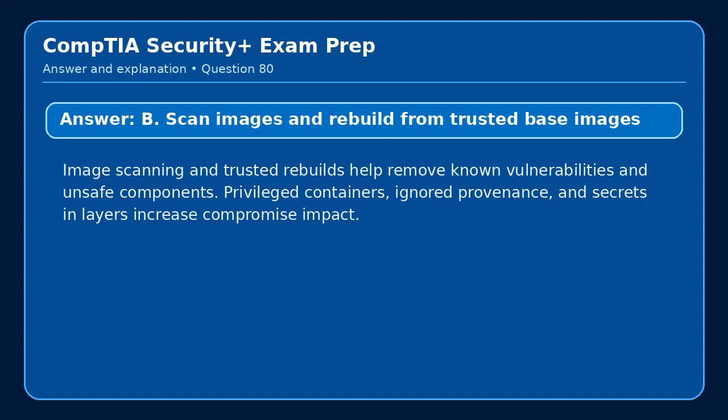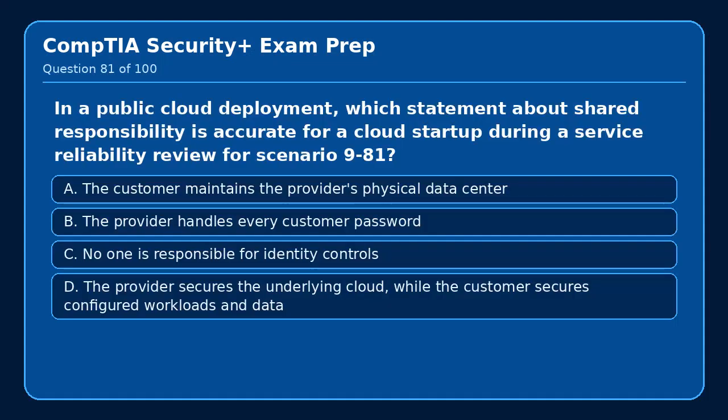Question 83. Which classification should a legal office apply to payroll data before choosing safeguards for the next maintenance window for scenario 9-83? A. Public marketing content. B. Anonymous weather data. C. Sensitive or confidential. D. Discarded test data with no controls. Take a moment to choose your answer. The answer is C. Sensitive or confidential. Payroll records contain personal and financial information that requires stronger protection. Public, discarded, or anonymous labels understate the sensitivity of payroll data.